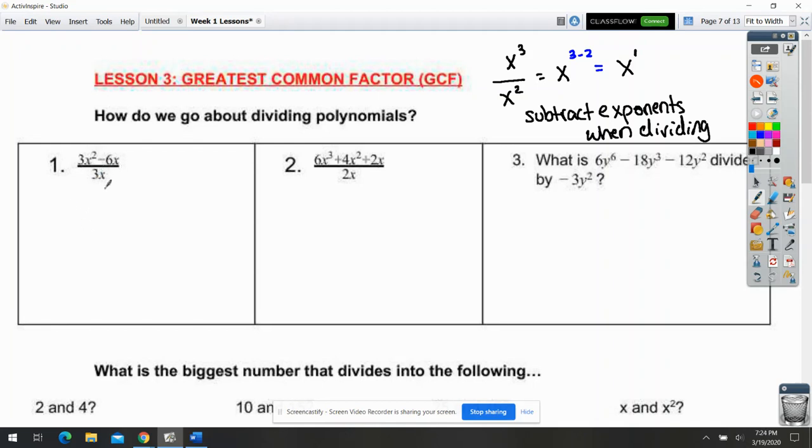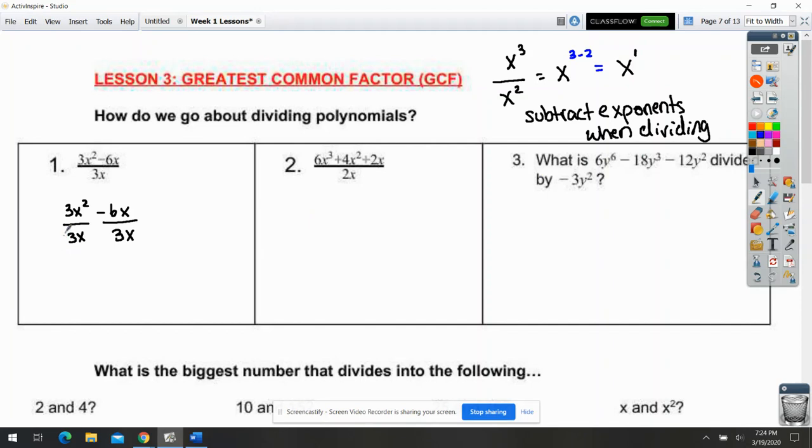What I like to do to visually organize my thinking is to write it out just like this. So we have 3x squared. We know we're dividing that by 3x. And we have this negative 6x, which we're also dividing by 3x. I'm just splitting this up a bit to organize for you.